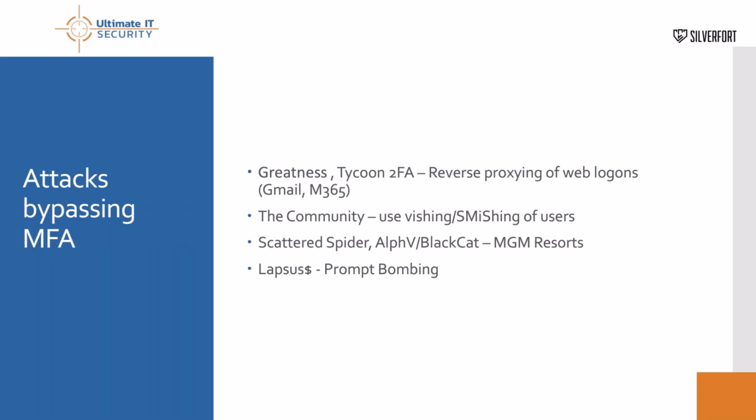So let me share just a couple of slides. I'm going to hand things over to Yiftach in a minute or two. Just a couple of examples of attacks that have bypassed MFA or figured out a way of getting around it. We've seen there are threat groups that have actual platforms. They have phishing-as-a-service platforms like Greatness and Tycoon 2FA, and they have built in some really good technology that does reverse proxying.